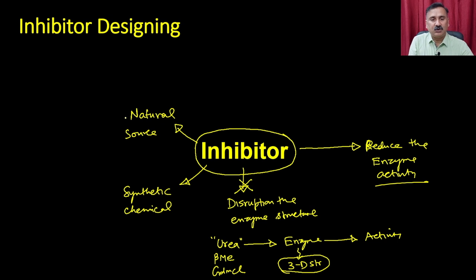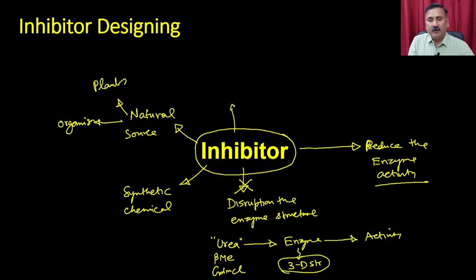When we talk about natural sources, it could be from plants, or from different types of lower organisms. Some of the marine sources can give you molecules which serve as inhibitors. For example, many snake venoms could be a source of inhibitors, or scorpion poison and all that.